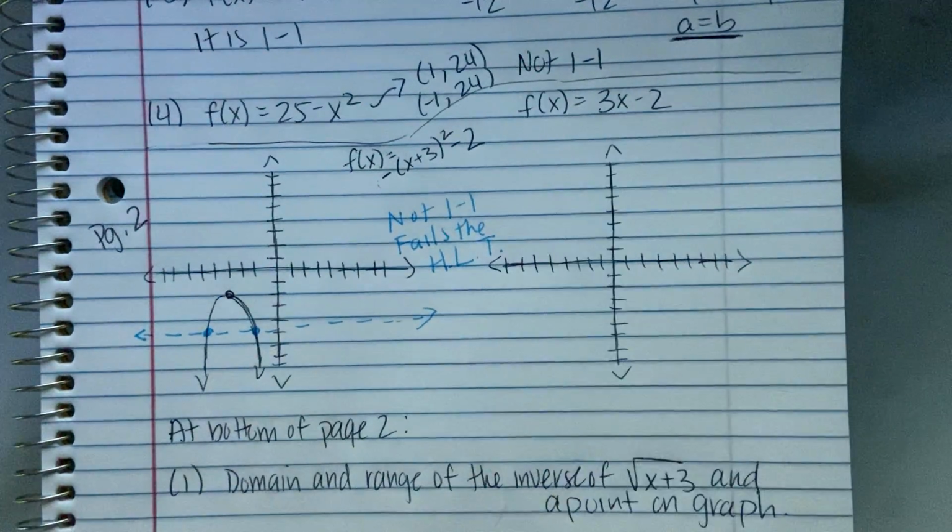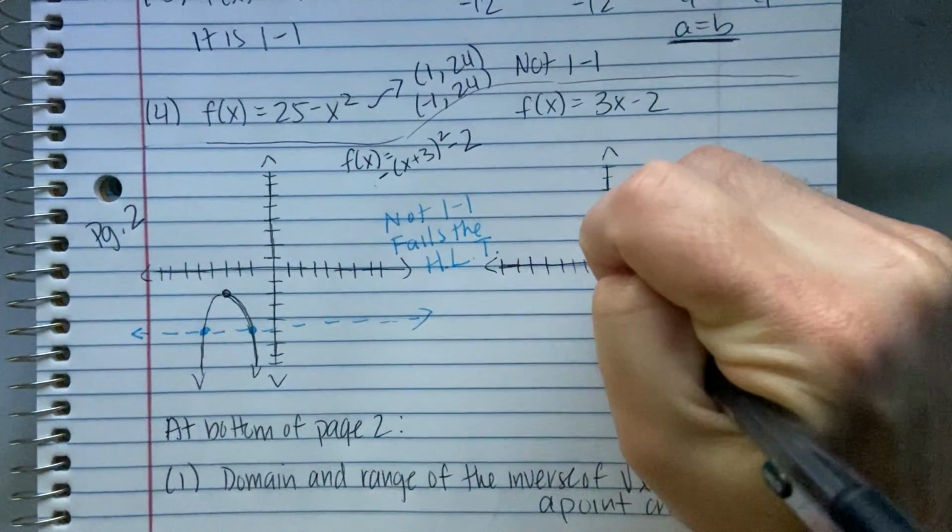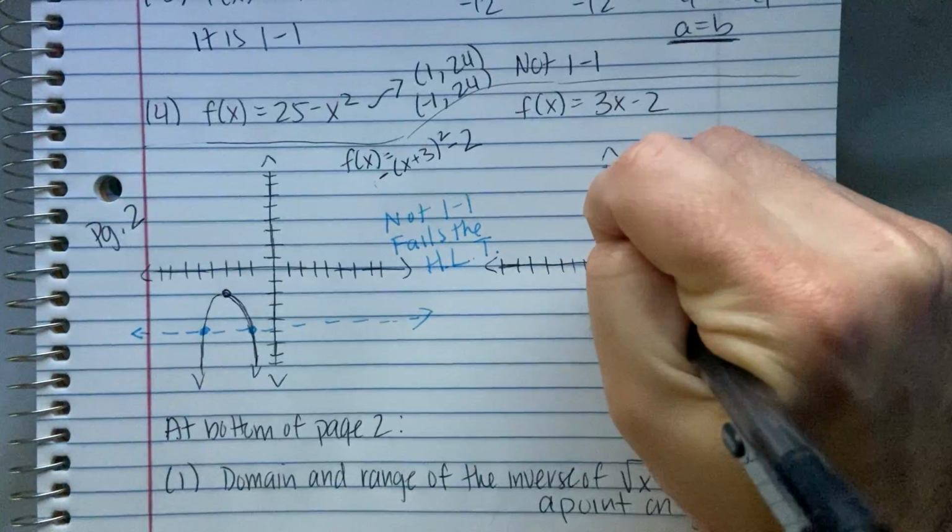F of x equals 3x minus 2. We can graph that. It's a line. It starts at negative 2, has a rise over run of up 3 over 1.